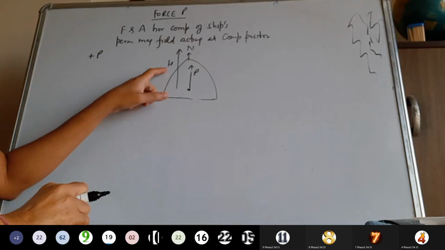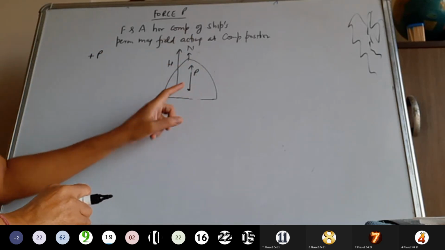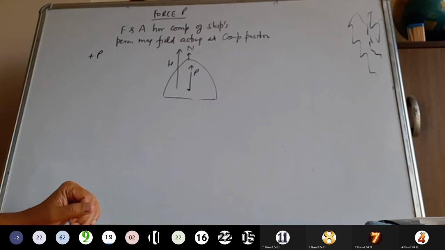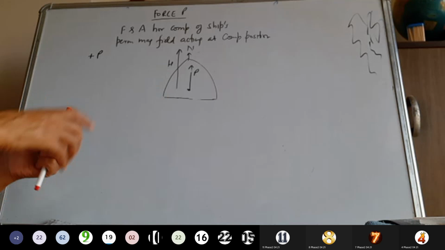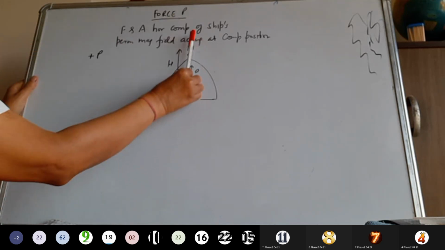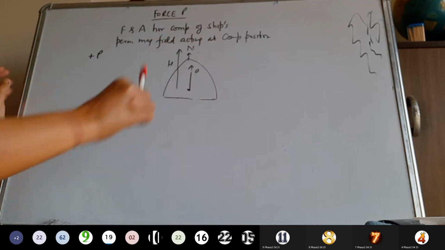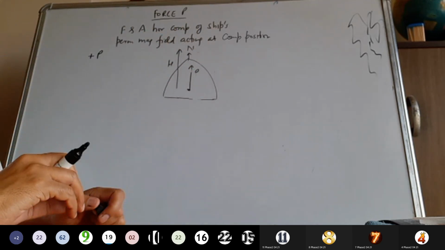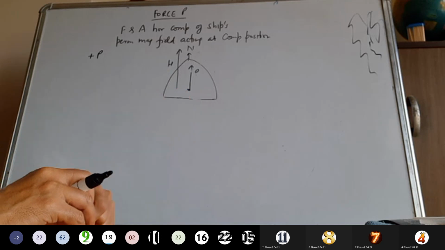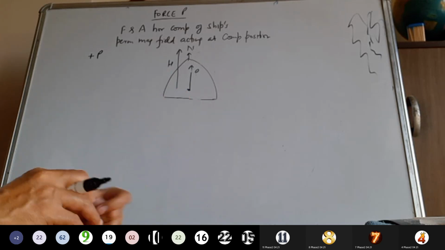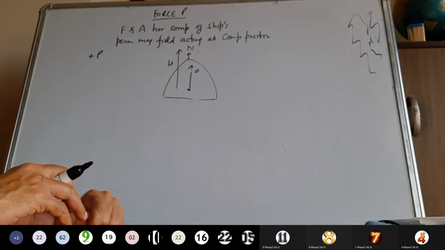Now, what is the angle in this case between H and P? At the compass position, we have P acting in this direction, and we have H also acting in the same direction. So is there an angle between H and P? No, zero. So will this force P deflect the magnetic compass? The answer is no, because both the forces are acting in the same direction.